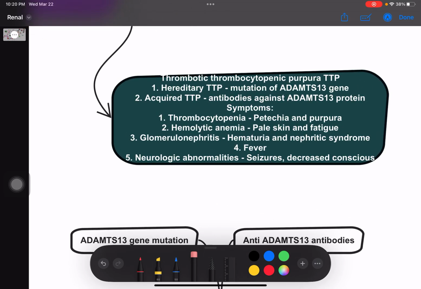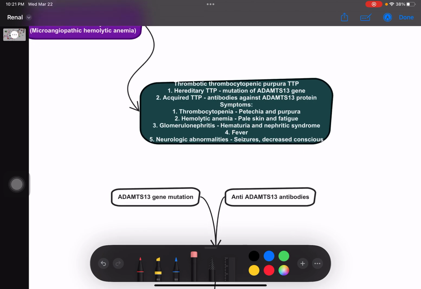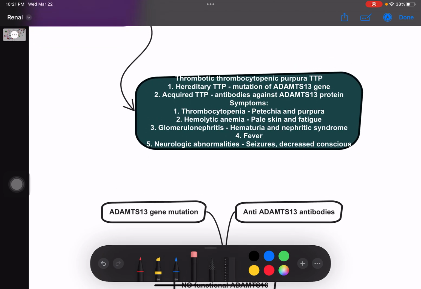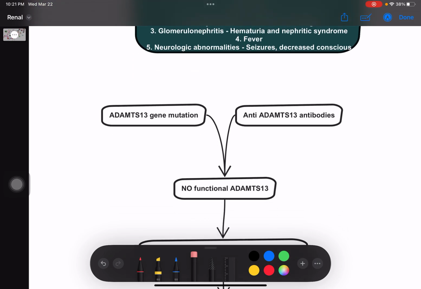Symptoms include thrombocytopenia, characterized with petechia and purpura, hemolytic anemia, pale skin and fatigue, glomerulonephritis with the hematuria and nephritic syndrome, and fever. Neurologic abnormalities are seizures, decreased consciousness. These neurologic abnormalities are characteristic only for TTP. That can be the thing that we can differentiate with. Right.